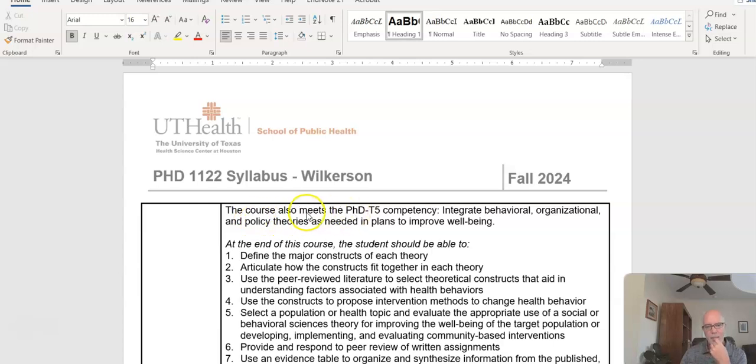And it meets PhD 10.5 competency, which is to integrate behavior, organizational, and policy theory as needed in plans to improve well-being. Full disclosure, this one does not fully meet this competency. I would argue that it only partially meets it. In fact, if I were to update the syllabus, I would say this course partially meets PhD T5. Why? Because I don't talk about organizational policy level theories, right? I'm only at the individual and group level space.